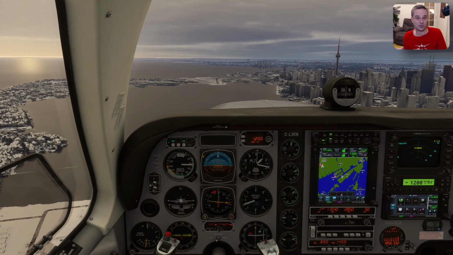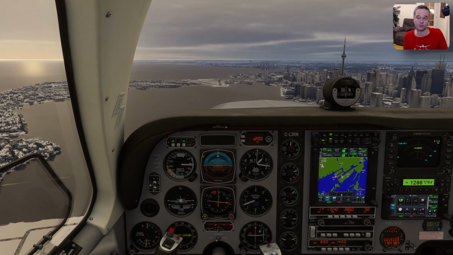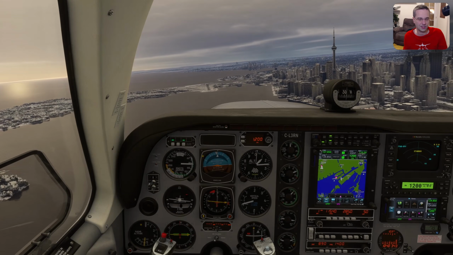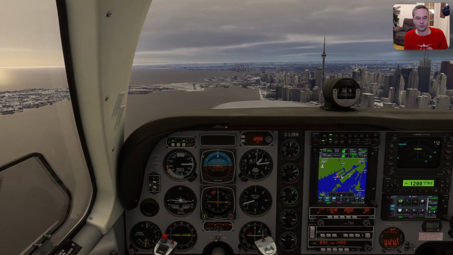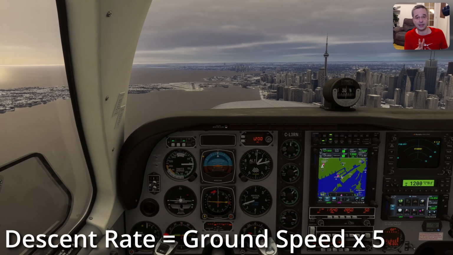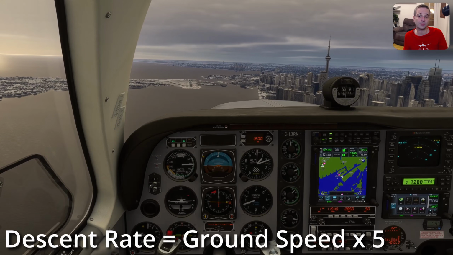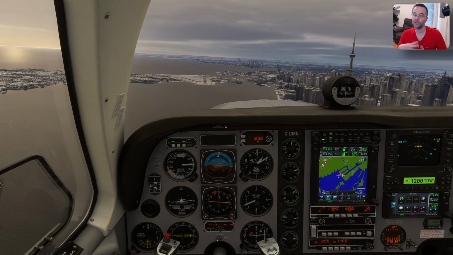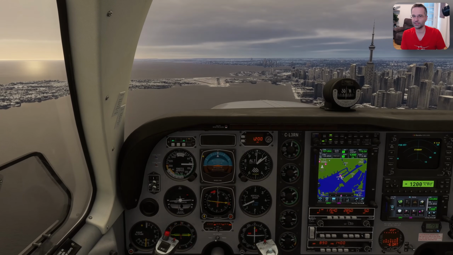The other component to this, of course, is our descent rate, and there are two different formulas you can use for that, and which one you use really just depends on what's easier for you. The first way is to take your ground speed, multiply it by 5, and that'll give you the descent rate in feet per minute that you should be using on final. I prefer to do it another way though, but it comes out to the same result.